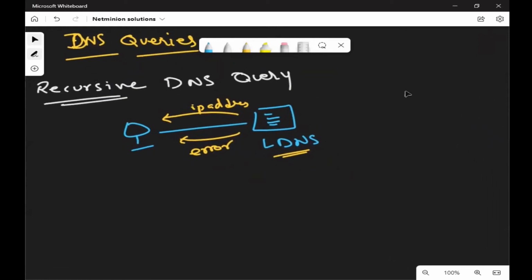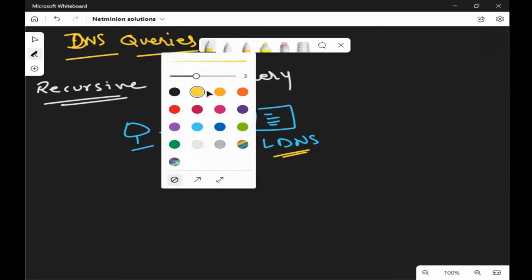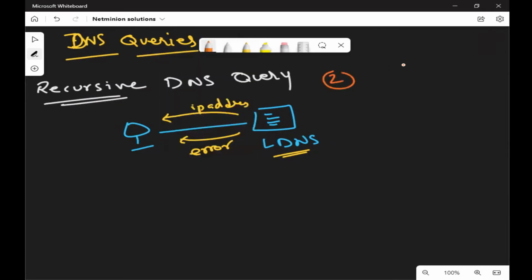Second is the iterative DNS query. Any guess what the iterative DNS query would be? I think it's between the LDNS and further servers like your root and top domain, TLD servers and further subdomain servers. That's true. We are iterating, right? So see how easy it is. If you understand the concept, probably you will answer by your own.